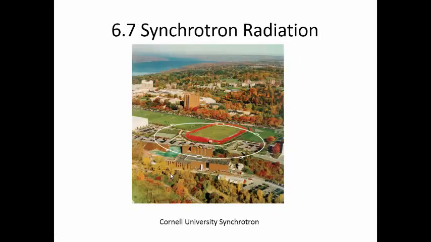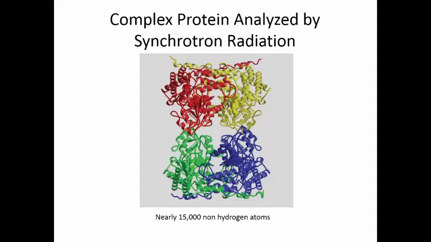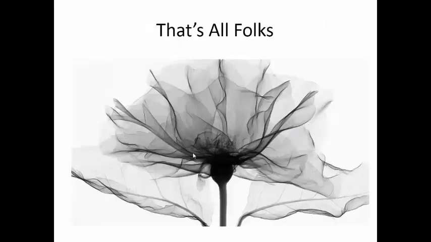Okay, another type of radiation is synchrotron radiation, and here's the Cornell synchrotron picture. This is a mile across. You can get very, very high energies, and so you can do very complex proteins. Here's a protein of over 15,000 non-hydrogen atoms, which could never be done any other way except by a synchrotron. And that's all, folks.